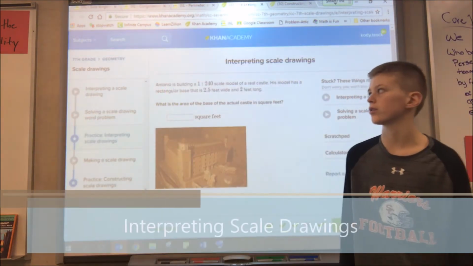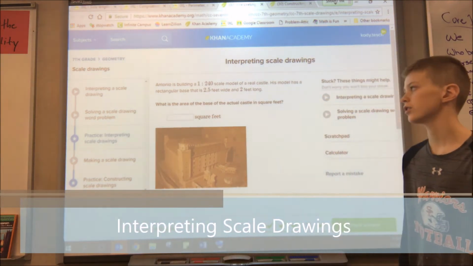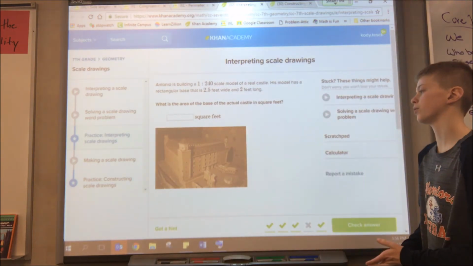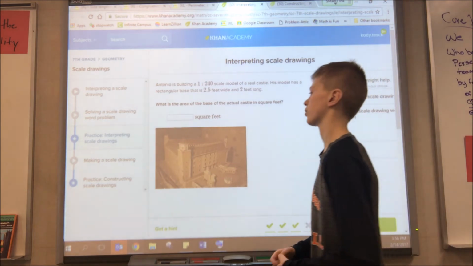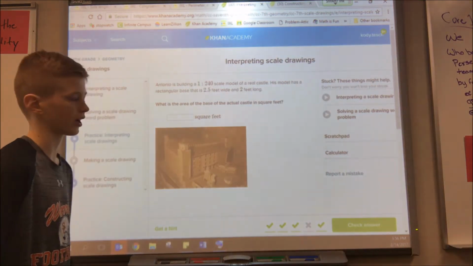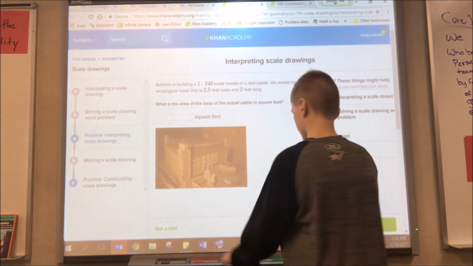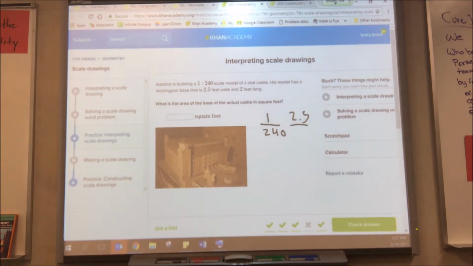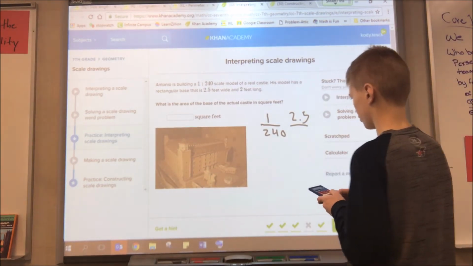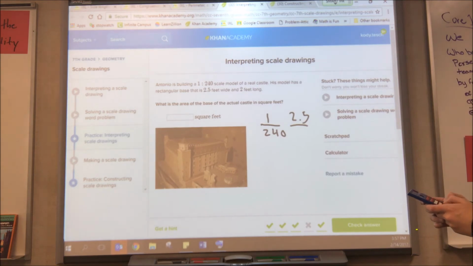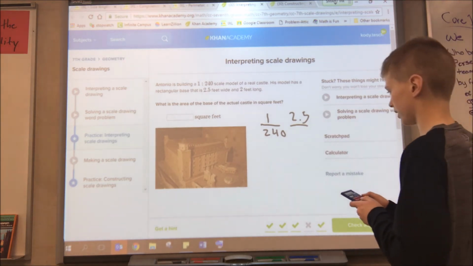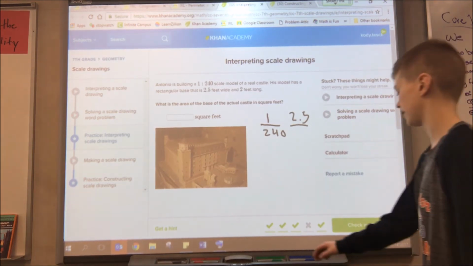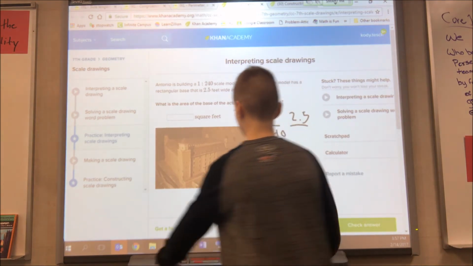On this problem, it says that Antonio's building is a scale of 1 to 240 scale model of a real castle. His rectangular base is 2.5 feet wide and 2 feet long. So what is the area of the base of the actual castle in square feet? So when we use a proportion, we have to do 2.5 times 240, divided by 1. So the real base is right now 600 the wide way.